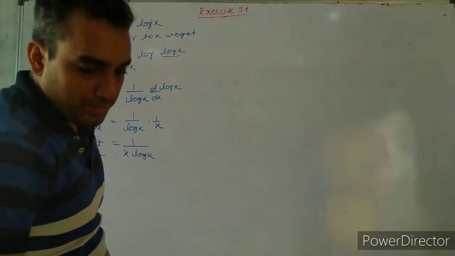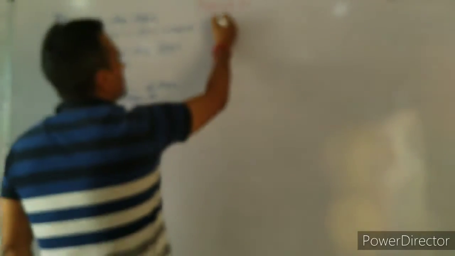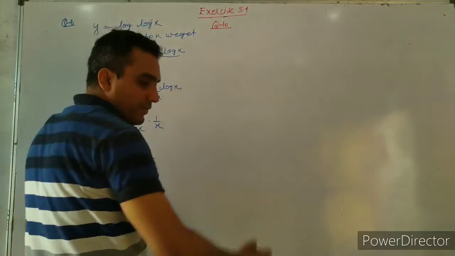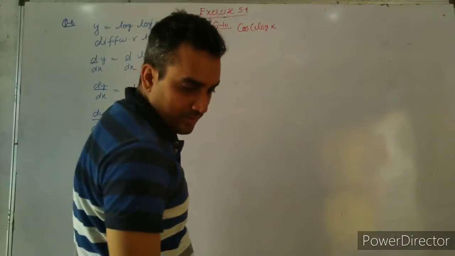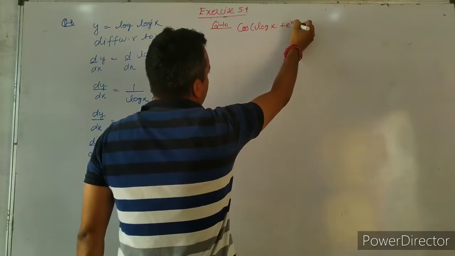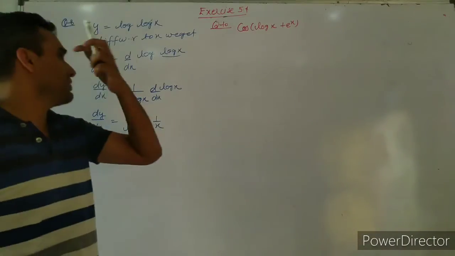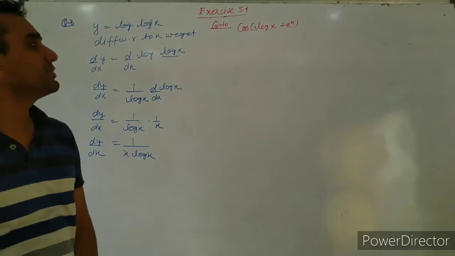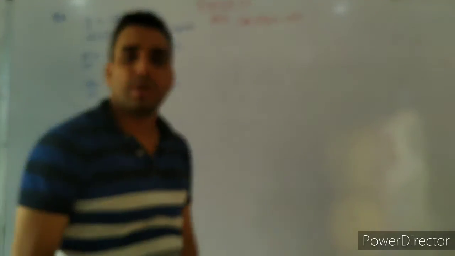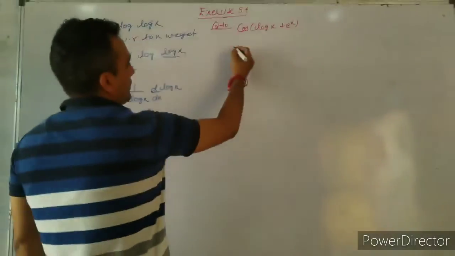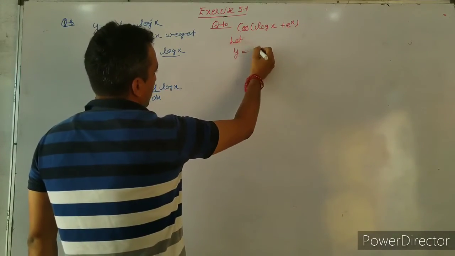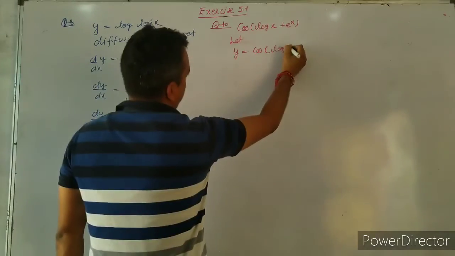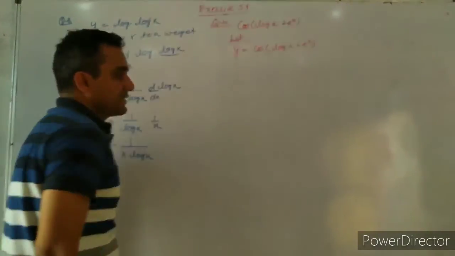So in our question number 10, I have cos of log x plus a to the power x. Students, this question is also very simple, but since this is the last question of our exercise, I am going to solve this. Okay, so differentiating, let y equals to cos of log x plus a to the power x.